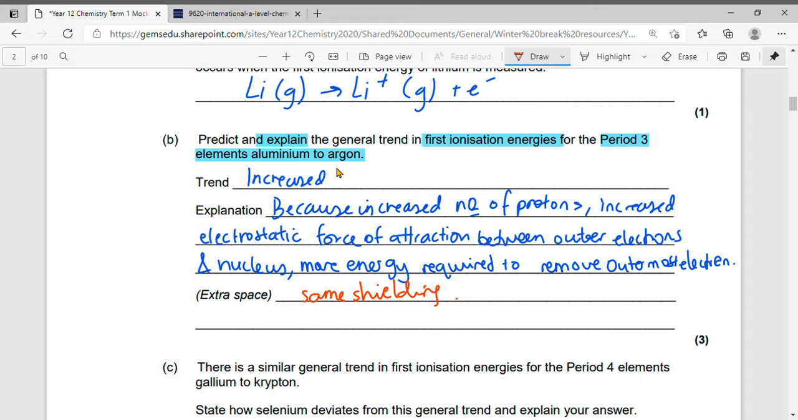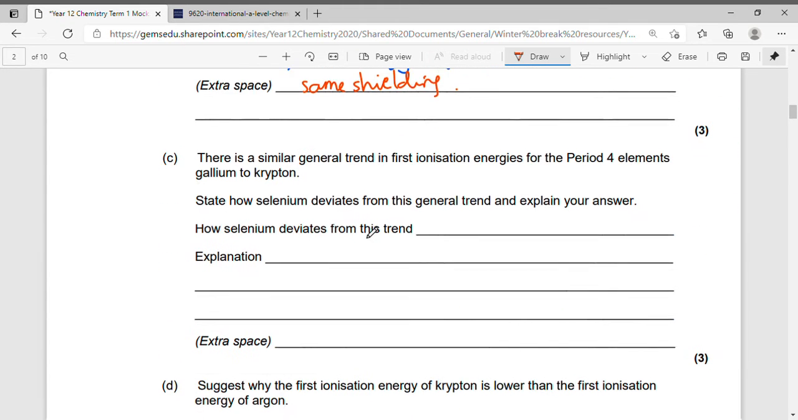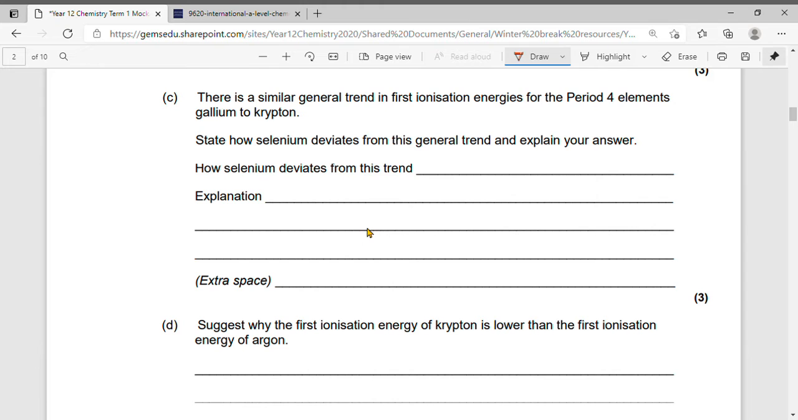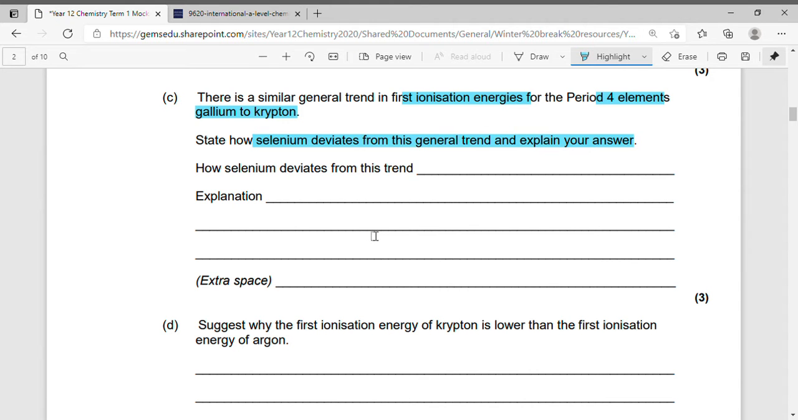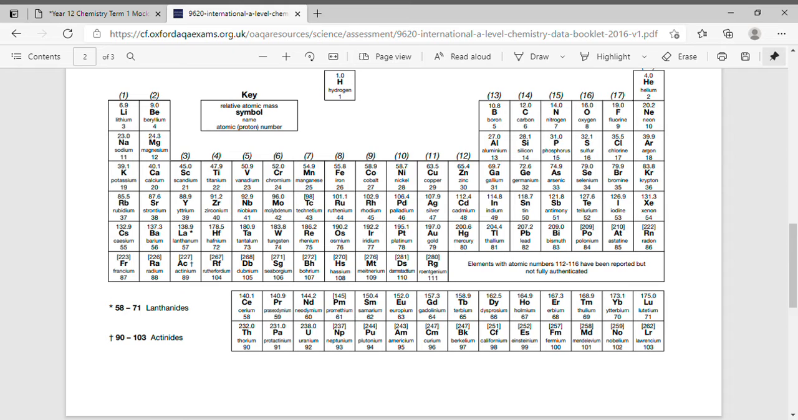So let's move on to the next question. It says, there is a similar general trend in first ionization energies for period 4 elements, from gallium to krypton. State how selenium deviates from this general trend and explain your answer. So let's take a look at selenium's position. Period 4, selenium. Here it is. So let's highlight that so we can visually see that.